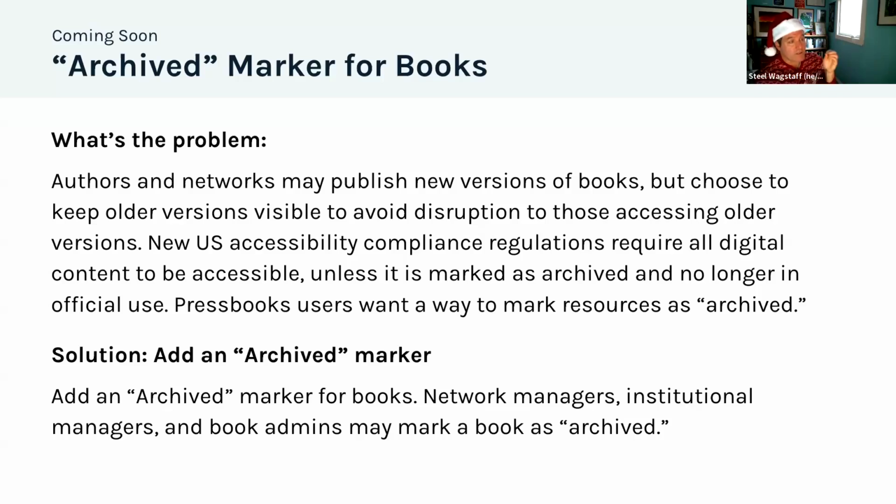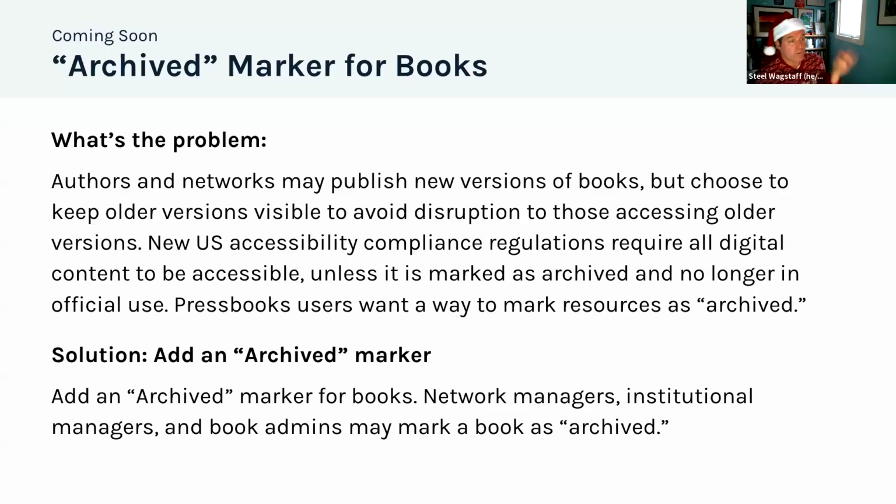In particular, the new accessibility compliance regulations that are coming into effect, the rule that's coming into effect next year in the United States says all digital content must be accessible, must conform to the WCAG guidelines. However, you can be exempt, unless it is clearly marked as archived and no longer in official use. So there are some of our authors that say, I don't want to have to take all this stuff off the web necessarily or make it unavailable. That would disrupt people. But I need to find a way, we're not actively maintaining it. I need some way to mark it as archived and not being updated.